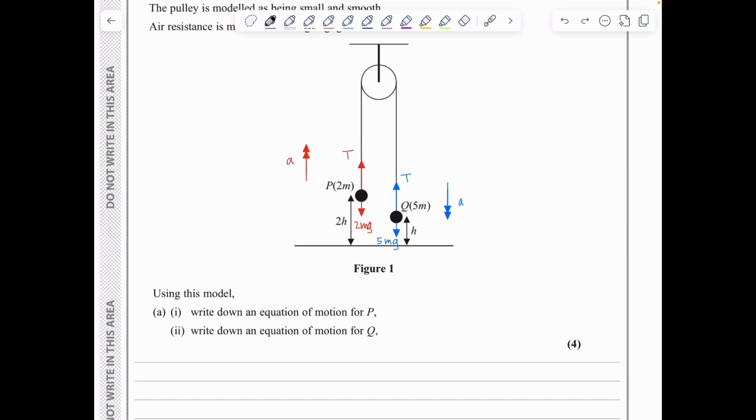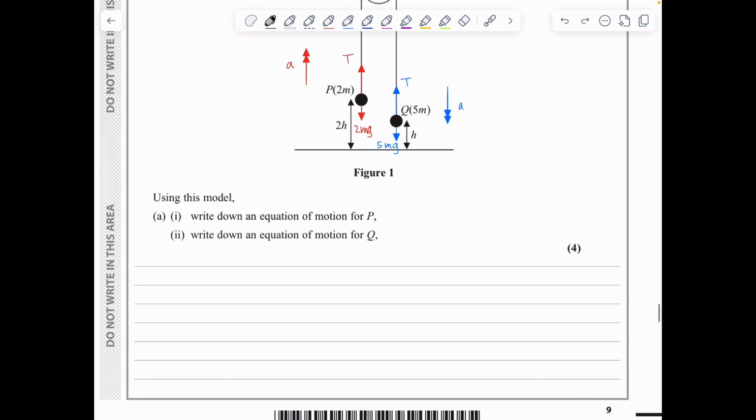P is accelerating upwards, so forces acting upwards, which is T, minus forces acting downwards, which is 2mg, is equal to mass of 2m times the acceleration, which is a. Whereas for Q is accelerating downwards, so forces acting downwards, 5mg, minus forces acting upwards, which is T, is equal to the mass of 5m times a.